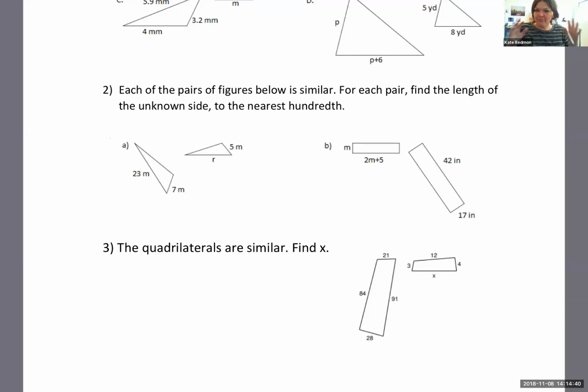So we've got to not panic. Okay, so this says the quadrilaterals are similar. Again, quadrilateral is just a generic word for a 4-sided shape, but we know that similar means their sides are in proportion. And I want you to find X. This one's hard to set up, especially since I deprived you guys of a month's worth of proving that shapes were similar.